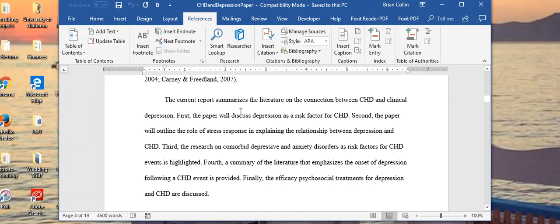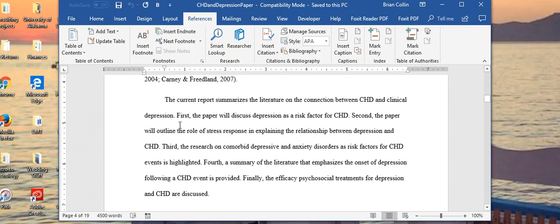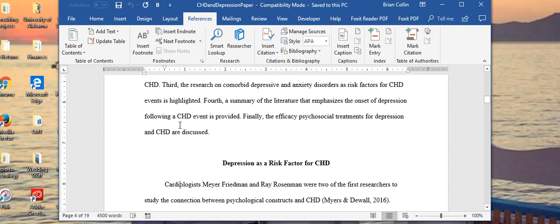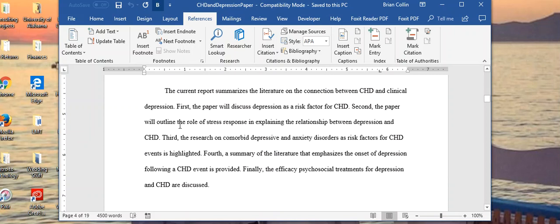And then I go in here talking about the purpose of the paper, and that should be the last paragraph of your intro. So I go, the current report summarizes the literature on the connection between heart disease and depression. First, the paper will discuss depression as a risk factor for heart disease. Second, the paper will outline the role of stress response in explaining the relationship between depression and heart disease. And third, the research on comorbid depression and anxiety disorders as a risk factor. And then fourth, and so on. So I basically listed out the different sections of the paper.